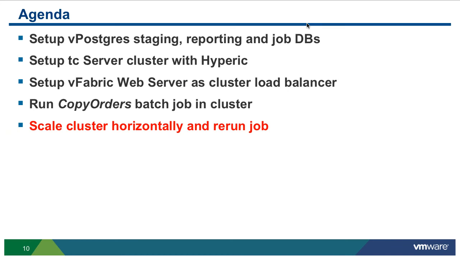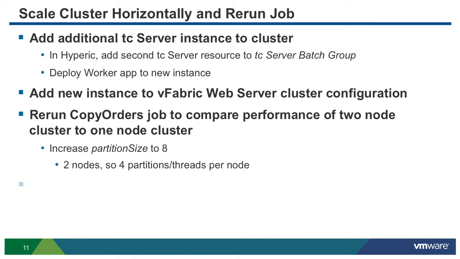So now we're ready to scale our cluster horizontally by adding an additional node to the cluster. So we'll follow the same steps of adding an additional TC server instance to our Hyperic resource group, and then adding that instance to our web server configuration, and then rerunning our copy orders job. But we'll increase the partition size to 8 so that on our 2 nodes there will be 4 partitions or parallel threads executing per node.